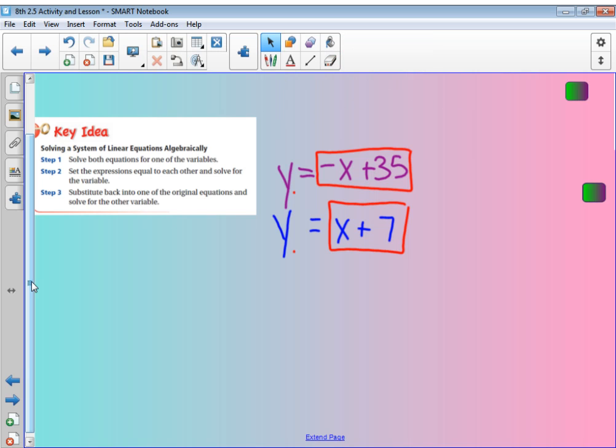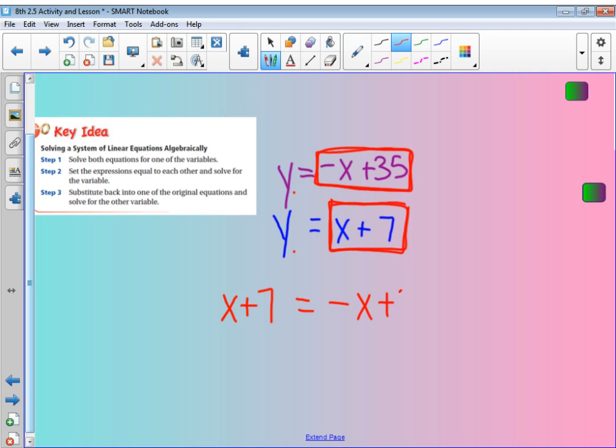Okay, so the first step we did, we solved for Y. Our next step is to take each of these, and I'm a visual person, that's why I box around these, and write them with an equal sign between them. So X plus 7 is equal to negative X plus 35. It doesn't matter if you write it this way or negative X plus 35 is equal to X plus 7. You just have to put one expression on one side of the equal sign and the other on the other side. So now we're back to something that we did back in chapter 1 when we worked with X's on both sides of the equation.